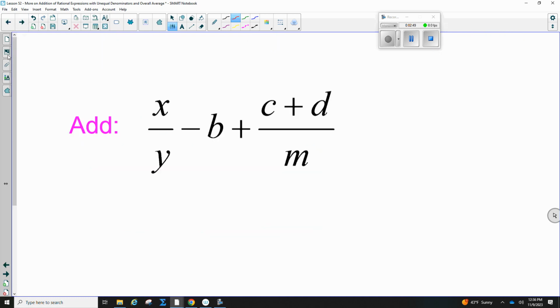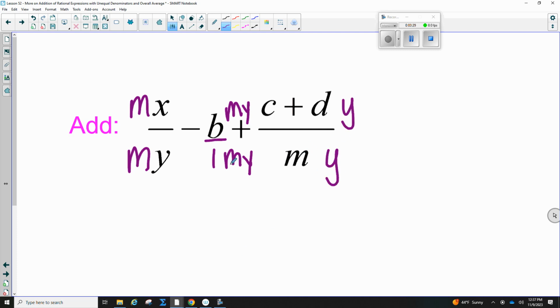Let's try another one. x over y minus, and I would put this as b over 1, plus c plus d over m. So I don't have any binomials in the denominator, which is nice. All right, so what's missing from this denominator that the other ones have? Yep, so I just need an m over an m. What's missing from the middle one that the other ones have? Yeah, we need both. So I need an m times y and an m times y, top and bottom. And what's missing from this last one? Y over y.